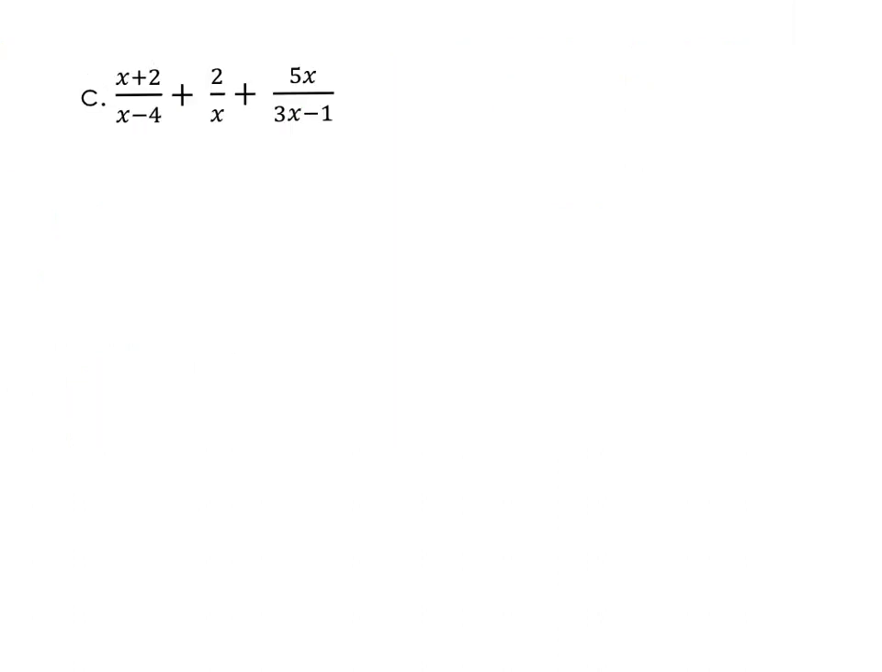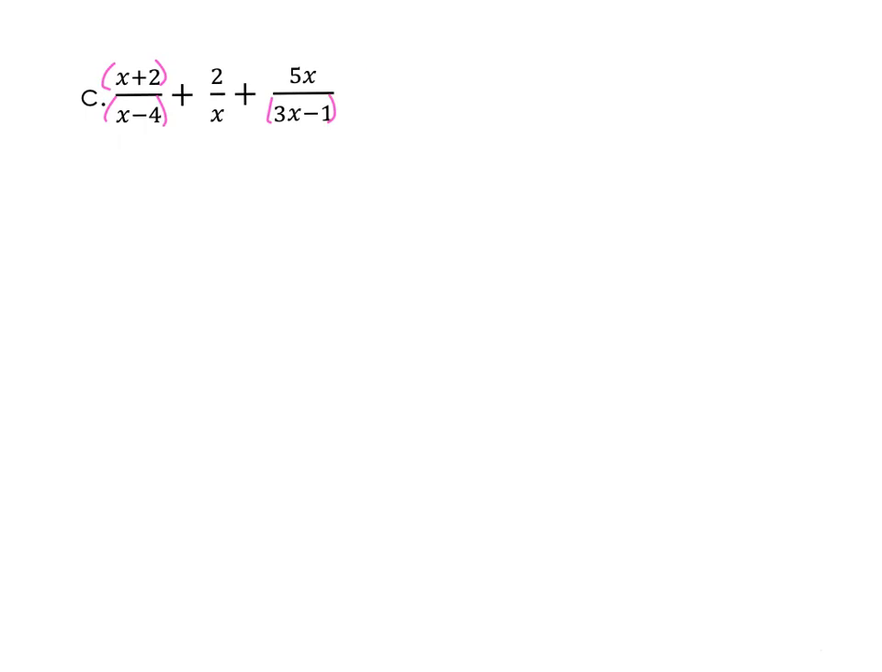Take a look at this next example. We're still adding at least, but now we have 3 fractions. We have x plus 2 over x minus 4, and I'm going to go ahead and throw both of those in parentheses right away, plus 2 over x plus 5x over 3x minus 1, and I'm going to put that in parentheses as well. For factoring purposes, none of the denominators factor, so we're in good form there.